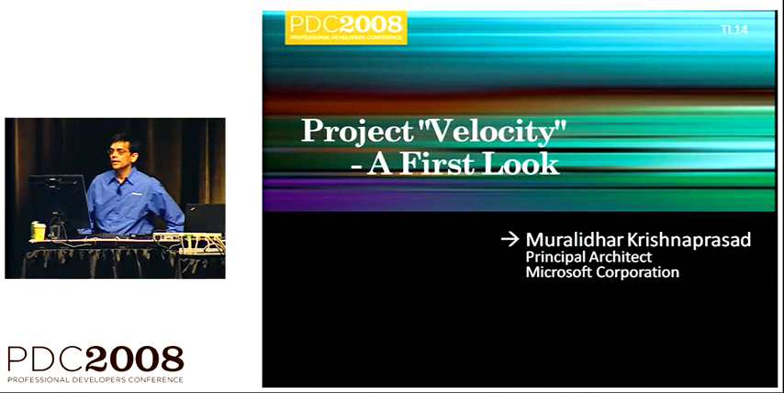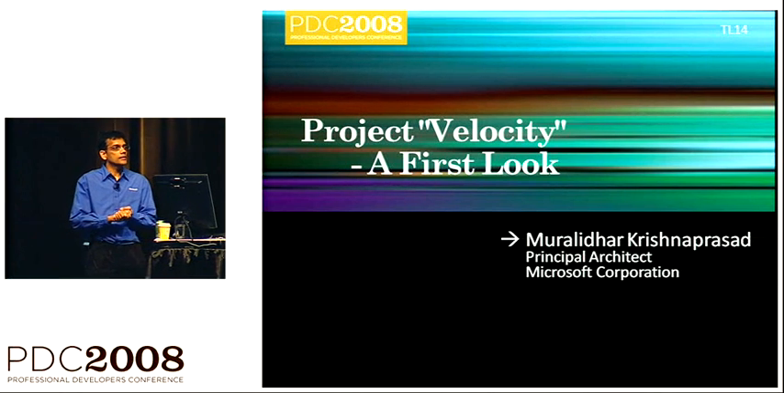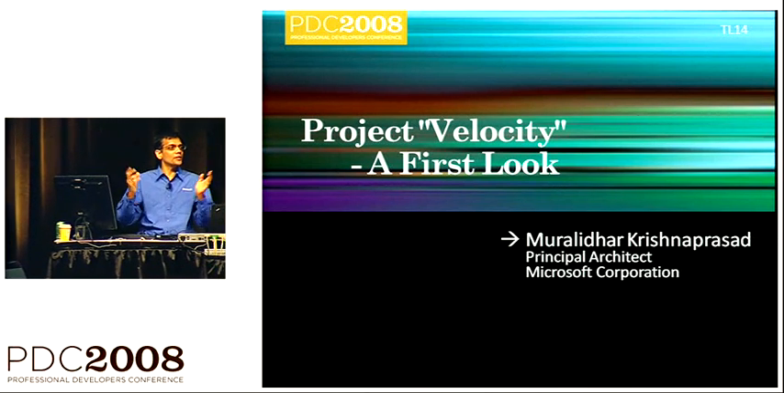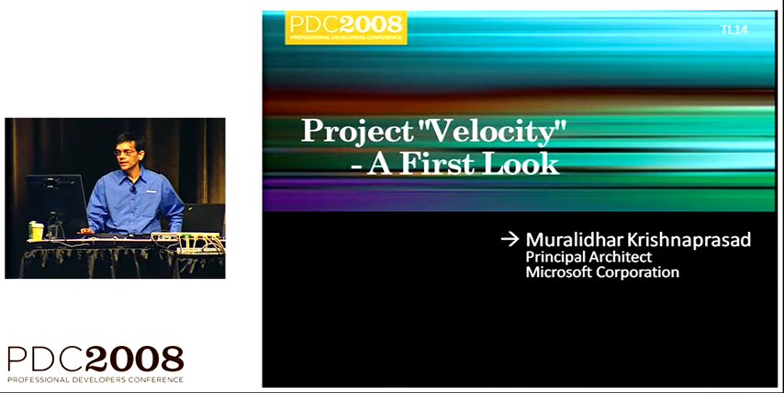All right. So what is Project Velocity? It is a distributed cache. So there will be a lot of questions. People are like, oh, we heard Velocity. What is it? It is a distributed cache.